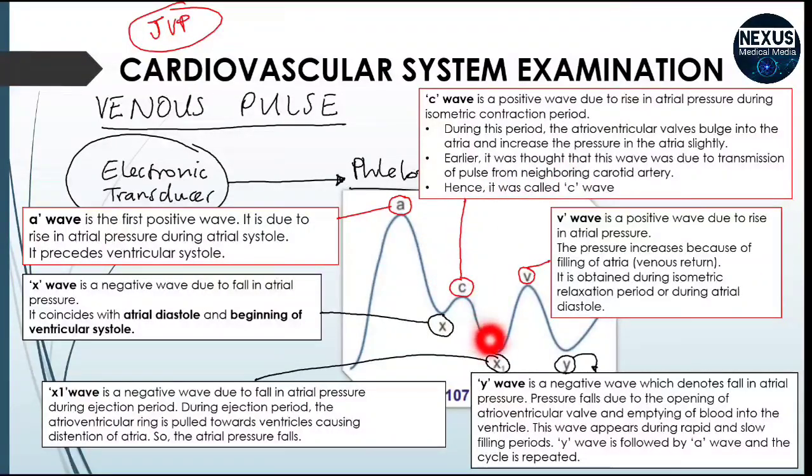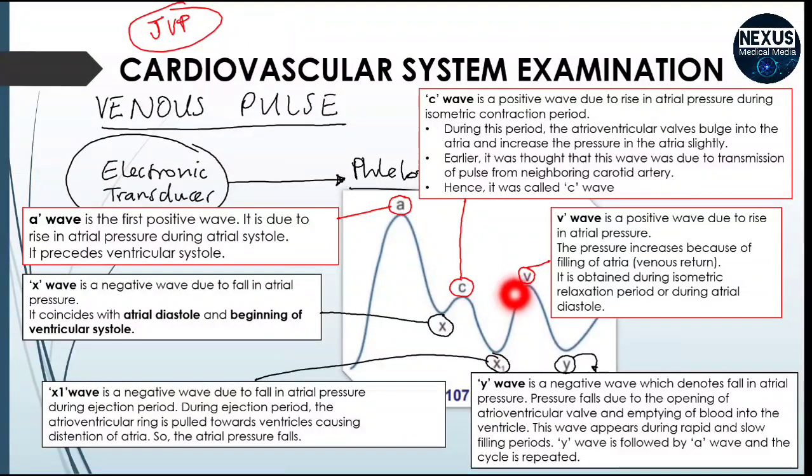So the next is X1, right? This one was the X atrial diastole, but now this X1, this one is not a negative deflection, and it's occurring due to a fall in atrial pressure. This occurs during the ejection period, and it is during this period when the atrioventricular ring, that fibrous ring, is pulled towards the ventricle. So you are more like increasing the atrial chamber. That's why the atrial pressure falls, right, on X1.